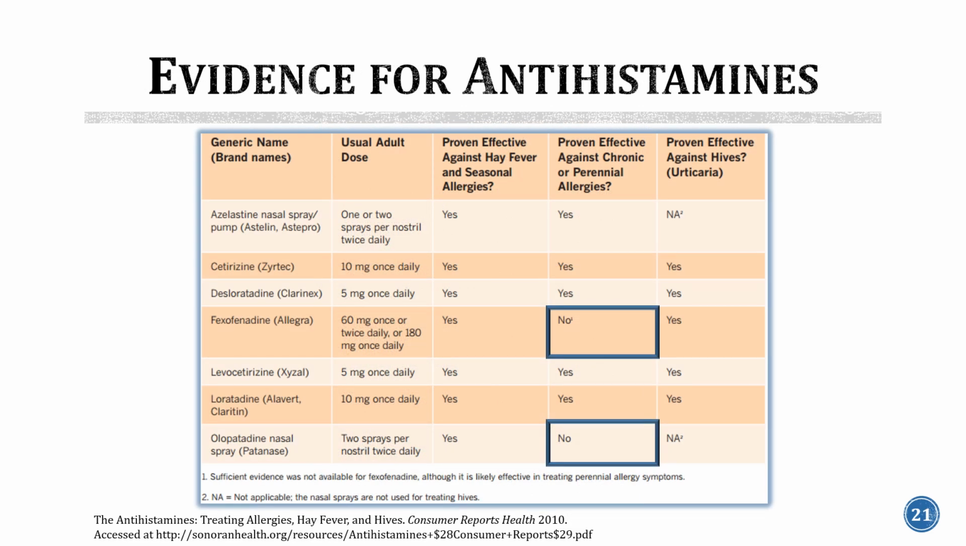This table is a summary of evidence that shows what these antihistamines are indicated for. So these are the major medications that are typically used along with their usual dose and what they've been proven effective against. For example, for fexofenadine and olopatadine nasal spray, there's not enough evidence for using against chronic or year-long allergies. Azelastine and olopatadine can't be used for treating hives since they're nasal sprays. And overall, just remember that intranasal steroids are the first line options usually.